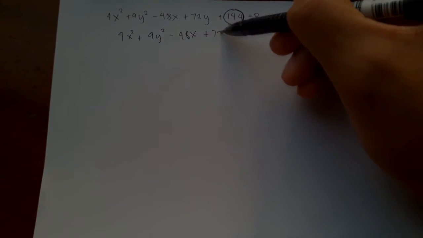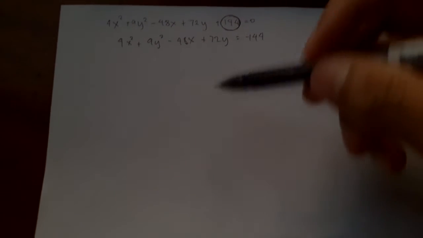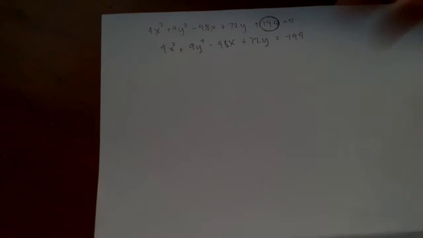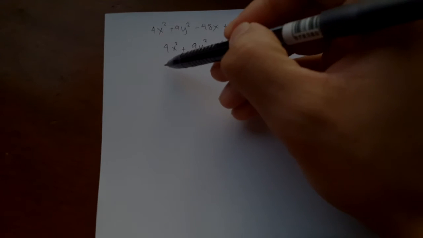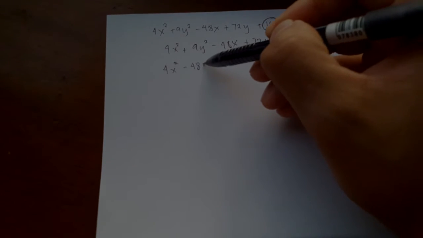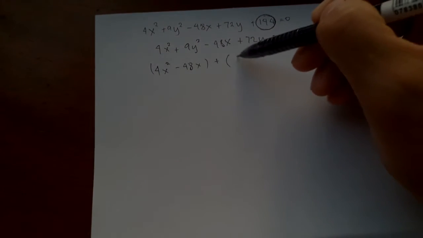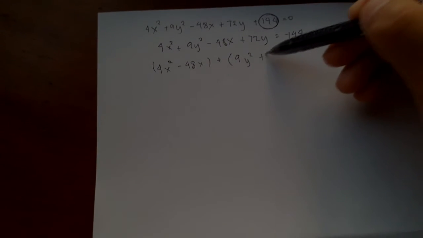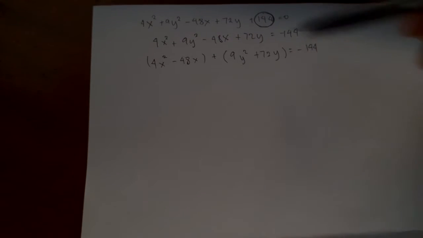Next step is to separate the x from the y's. For 4x squared minus 48x plus 9y squared plus 72y. So this problem requires completing the square.